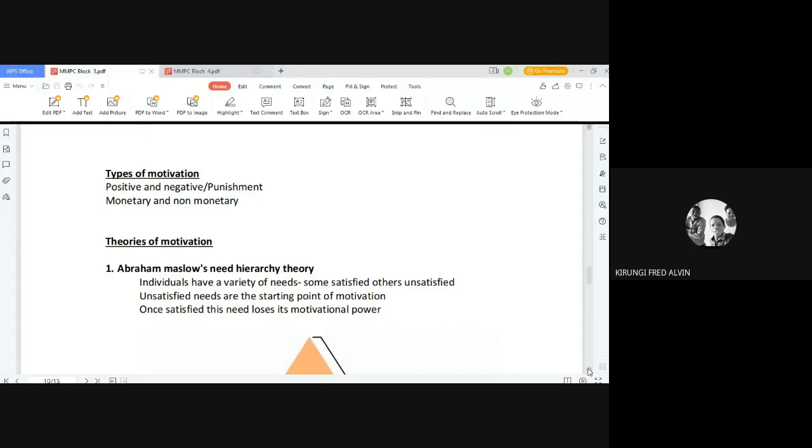Yes, doctor. Yes, please. Okay, thank you. So positive is when you add something positive to get work done. Negative is when you show that you are going to remove some negative element to encourage the positive behavior, that is negative motivation. And punishment is for a negative behavior, right? Okay. Now let's run through the theories of motivation.